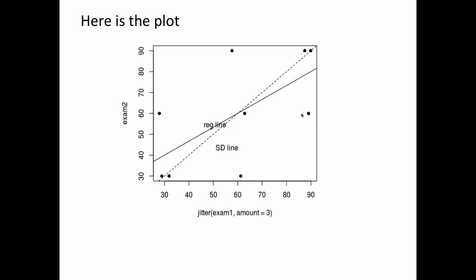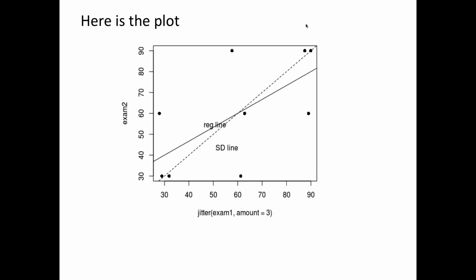Here's a plot of that. I jittered the data so that you can see there in the bottom left corner, 2 students who scored 30 both times, and 1 scored 30 the first time, 60 the second time. In the top right corner, 2 students scored 90 both times. 1 student went from a 90 down to a 60. And the middle students, 3 60s on the first exam, followed by 30, 60, and 90 on the second exam.